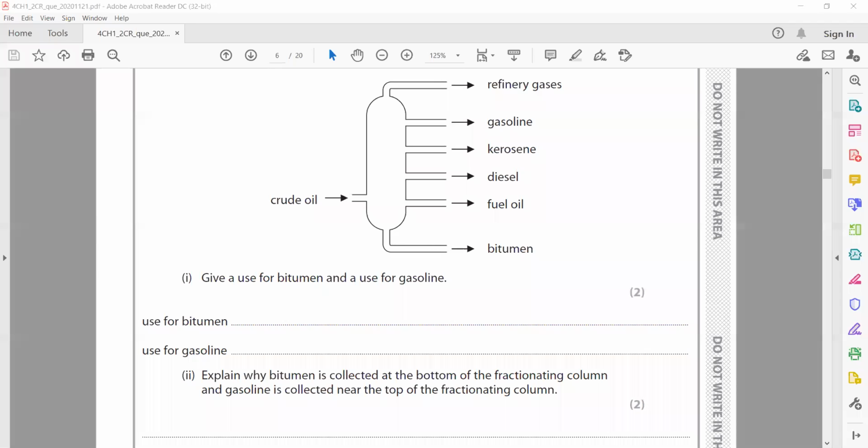Only road is not the full answer. It should be road carpeting or road surface. And the gasoline is used as petrol or fuel for cars.